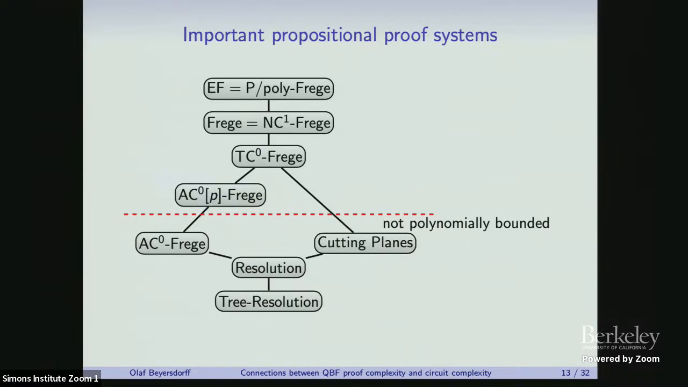So here you've got the simulation order of the systems. I mean, we've seen that also before. We've got resolution, bounded depth Frege, AC0 mod P, TC0, NC1, which is then Frege, and extended Frege, which is P/poly. And the current line of where we can show hard formulas is this red line, and you see AC0 mod P is the strongest system for which we have lower bounds, and for AC0 mod P and above, we don't have anything.